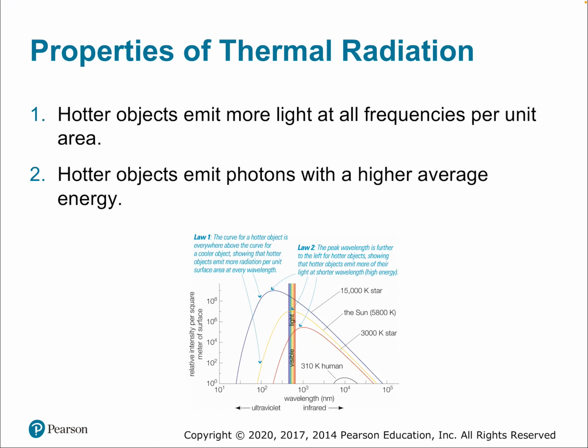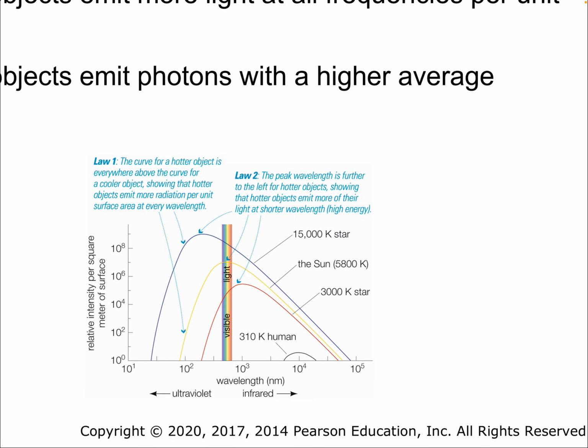Hotter objects emit more light at all frequencies per unit area. So hotter things, just more energy, right? More wattage, okay? Hotter objects also emit photons with a higher average energy. So there's a direct relationship between the average energy per light particle and the temperature. And it was experimentally determined a couple hundred years ago what the mathematical relationship was, giving us a direct law and a way to relate a continuous curve and its peak wavelength to temperature.